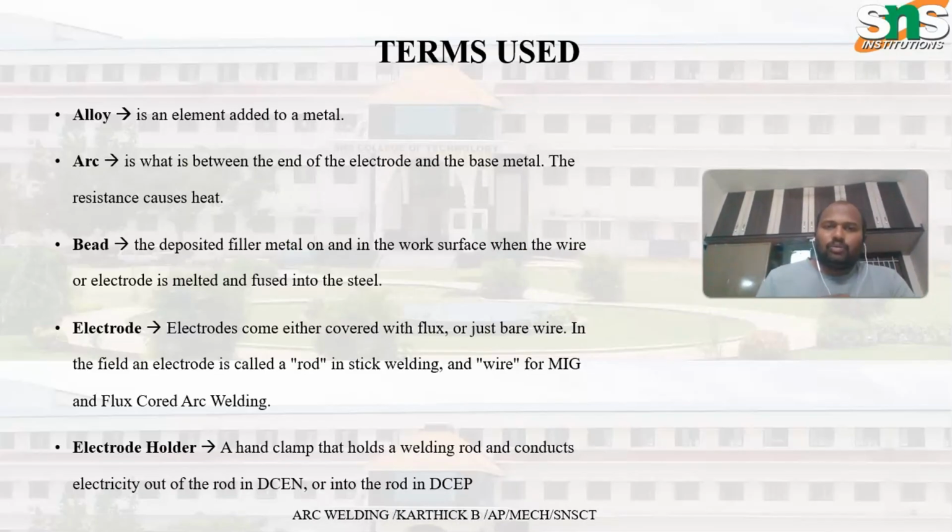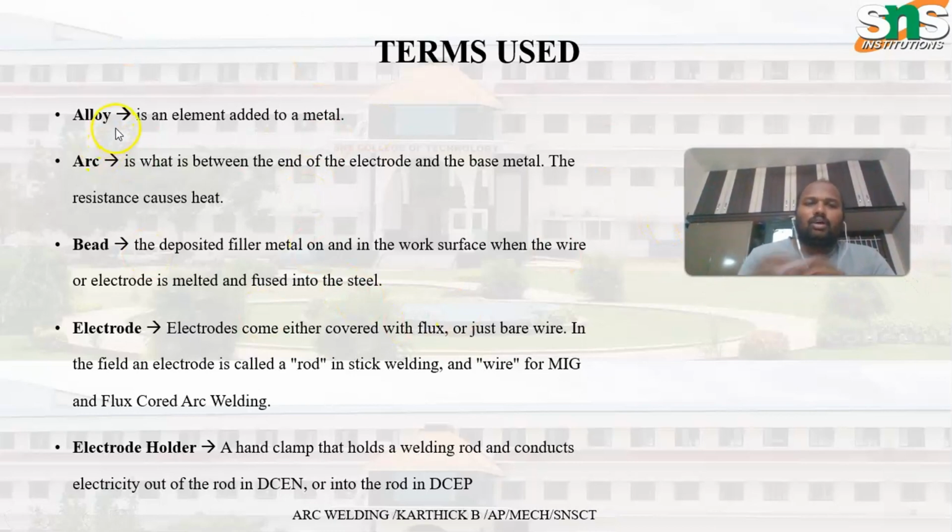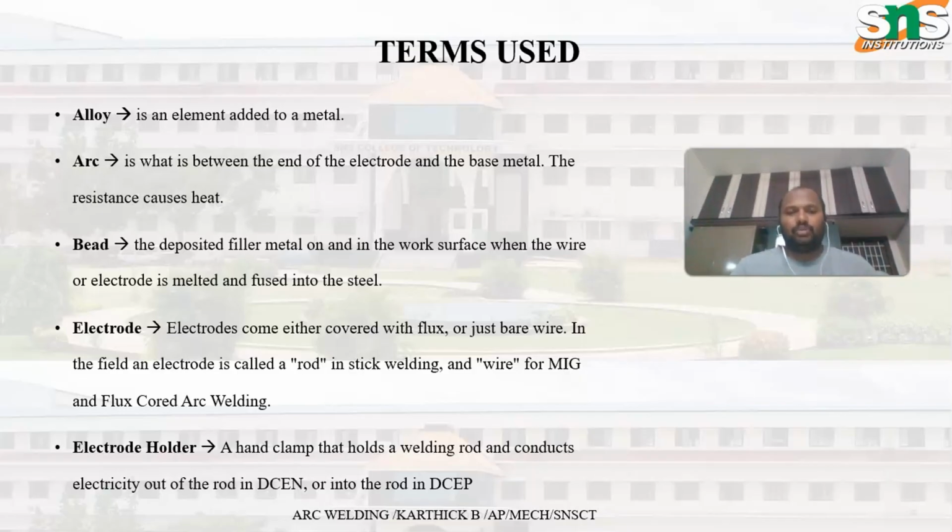Okay, when we come to the terms used, the first term is alloy. Alloy is an element that is added to a metal. For example, if we take aluminum as one of the metals, then we are going to use a rod which is made up of an alloy to fill the gap between the two faying surfaces, so that the complete welding happens. So that comes under the alloy concept.